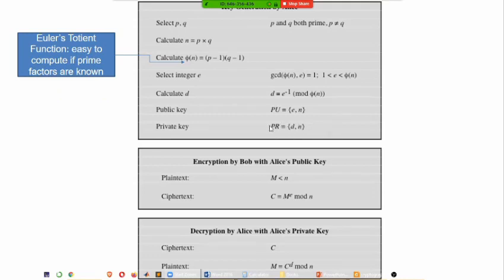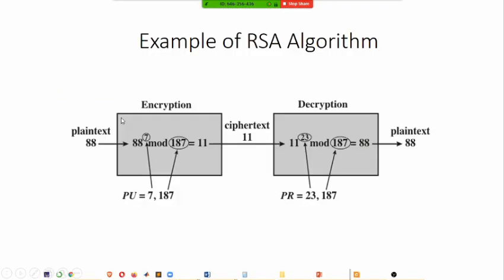Okay, now PR, D and n, is not shared. Okay, not shared with anyone. So Kanjana has this information with her. Kanjana performs C to the power D mod n.